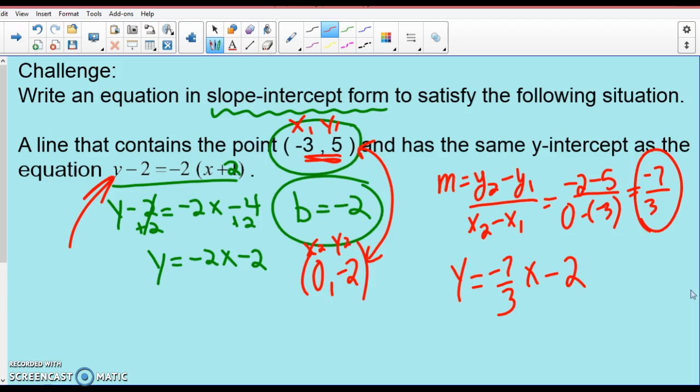Now, the nice thing was Justin and Mary Catherine both realized that since we were going to slope-intercept form, we found the slope. Why not go straight to slope-intercept form because we know the intercept? I think a lot of people would have put this in point-slope form and then had to transform it, but you would get the same thing, trust me.